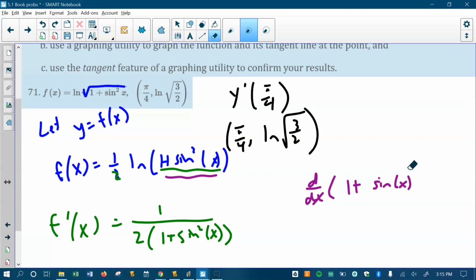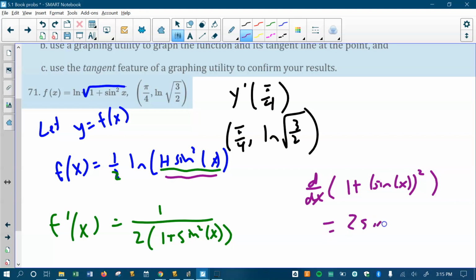Okay, 1 plus sine of x, and that's squared. Okay, derivative of 1 is 0. The derivative of this sine squared x is going to be 2 sine x, and then the derivative of sine x is cosine x, because you need a chain rule for that part. So we have in the numerator times 2 sine x cosine x, and the 2's cancel.